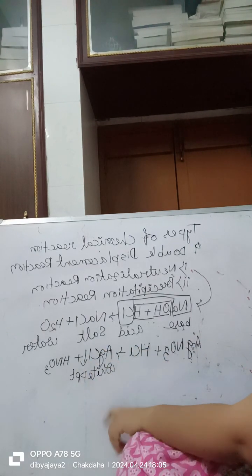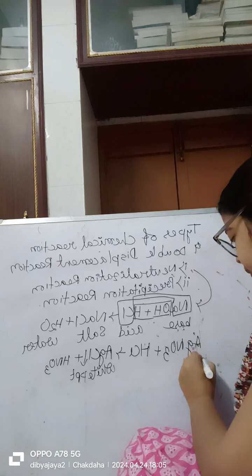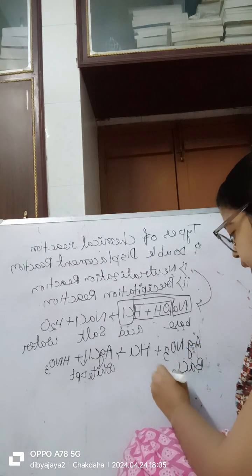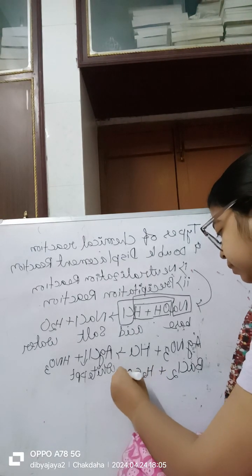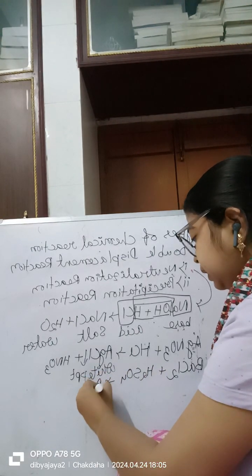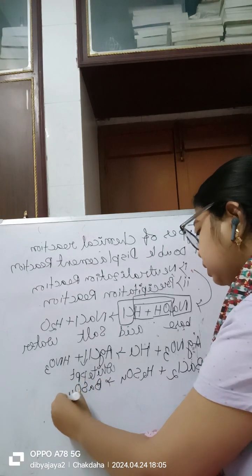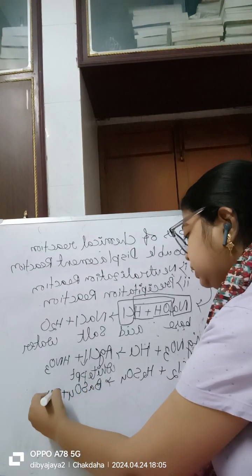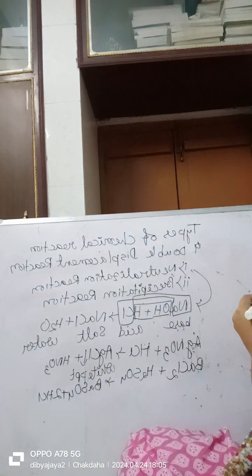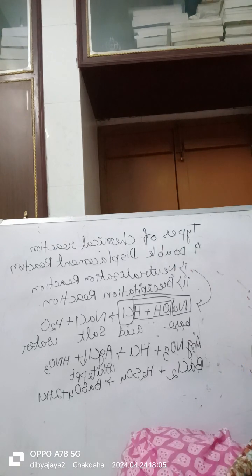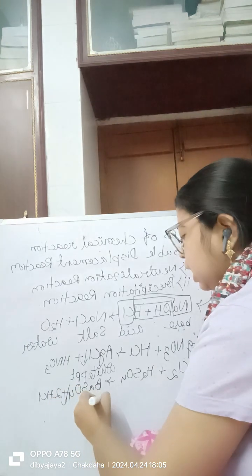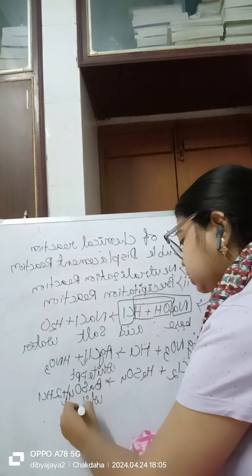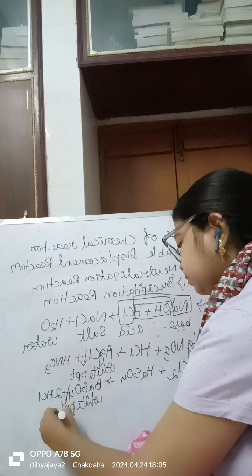AgCl forms. Another example, if barium chloride BaCl2 reacts with H2SO4, then we get BaSO4 plus 2HCl. This one is the precipitation reaction. We get a white precipitate, white PPT. Done.